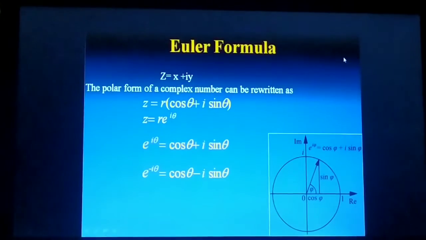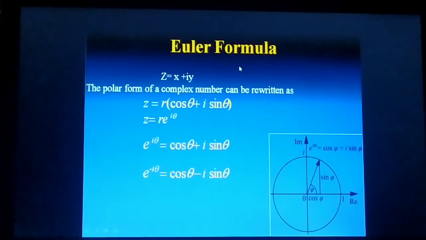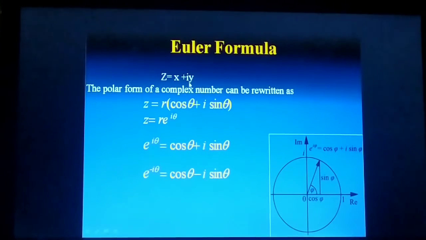Now the Euler formula and Euler form. If z is equal to x plus iy, then the polar form of a complex number can be written as z is equal to r cos theta plus i sin theta. This cos theta plus i sin theta can be written as e raised to i theta. So z is equal to r e raised to i theta. It is called the Euler form of a complex number. Z is equal to r e raised to i theta.